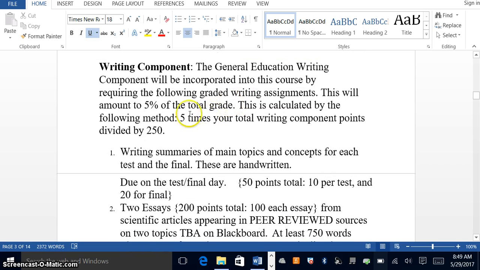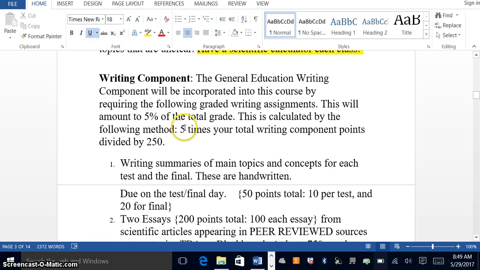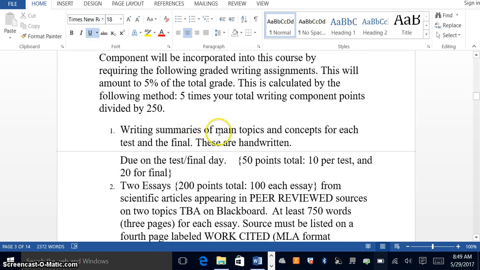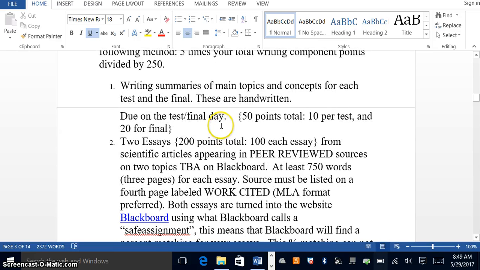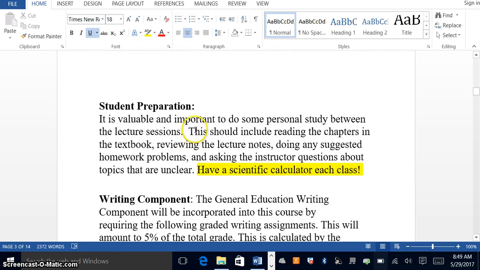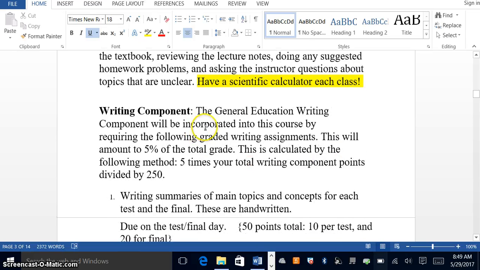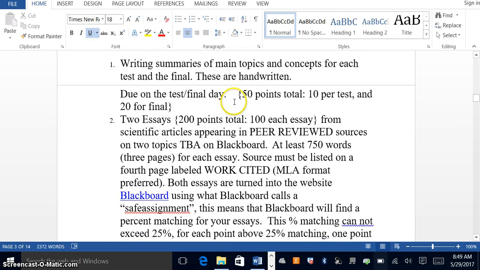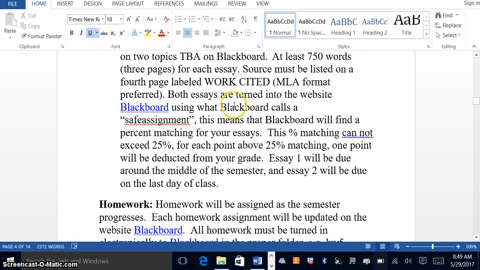There's a written component of the class which involves writing 2 essays. They're going to be 100 points each. These are on Blackboard. Let me show you that. Actually, I don't want to go off this page right now. I'll show you in just a minute. So there's 2 essays that you write. It's pretty simple.